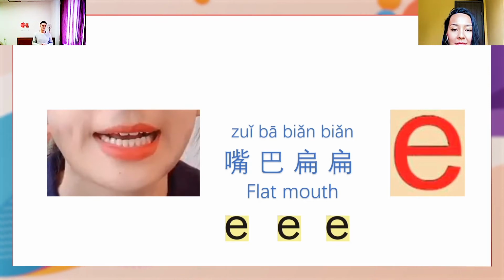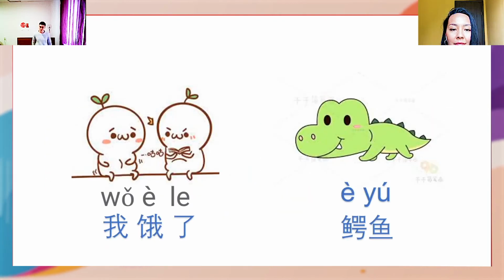Excellent. So wonderful. Remember that when you first study these letters, you can pronounce them a little bit longer, I mean the time a little bit longer. Wonderful. So let's take some examples. The first picture, that means I'm hungry.